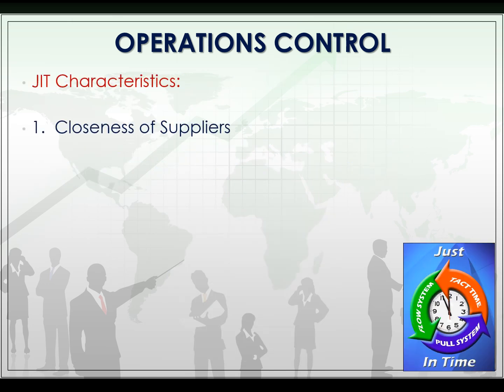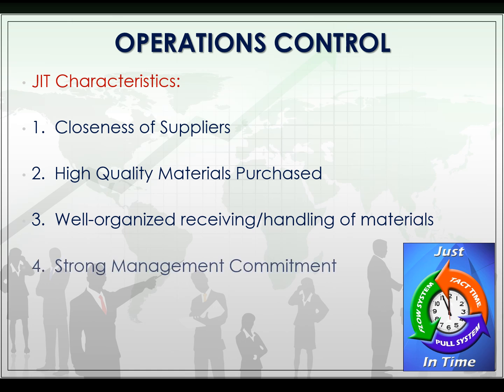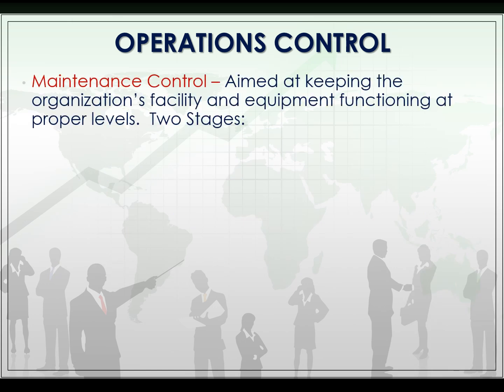Just-in-time characteristics are the closeness of suppliers, high-quality materials purchased. You can't make a quality product if you don't have quality raw materials. Well-organized receiving and handling of materials to include inspection to make sure those materials meet your specifications. Strong management commitment.